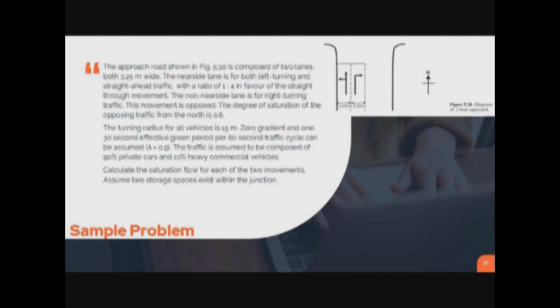So for example, this will be the calculation of saturation flow for both opposed and unopposed traffic lanes. The approach road shown in figure 5.30 is composed of two lanes, both 3.25 meters wide. The near side lane is for both left turning and straight ahead traffic, with a ratio of 1:4 in favor of the straight through movement. The non-near side lane is for right turning traffic. This movement is opposed. The degree of saturation of the opposing traffic from north is 0.6.